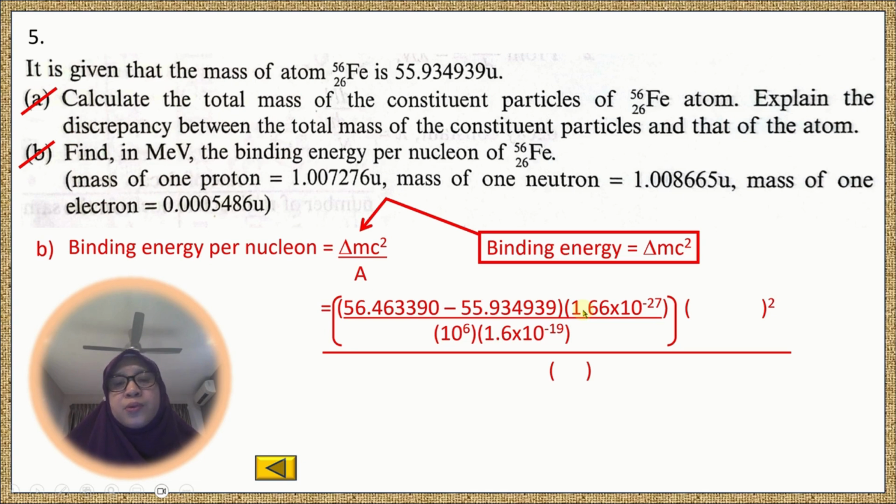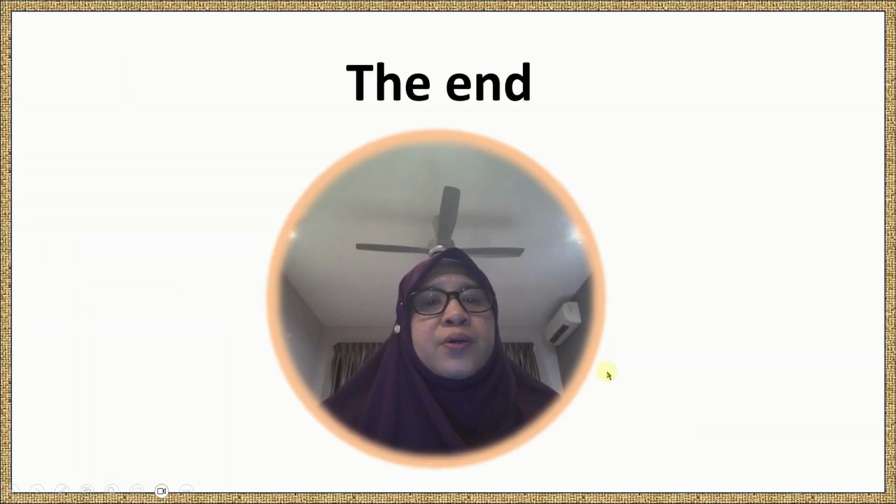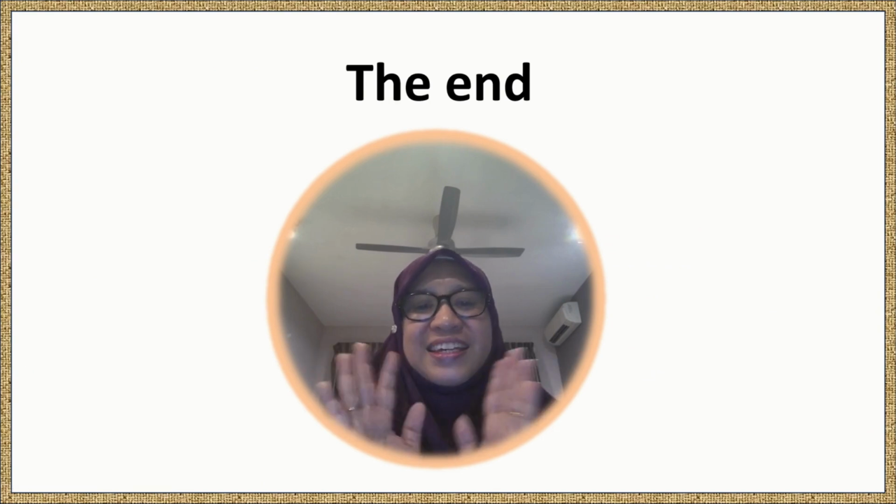Then c is the speed of light. The atomic mass number of nucleons here will be 56. So we get a binding energy per nucleon of 8.81 mega electron volt per nucleon. That's all for tutorial 21, and see you in the next tutorial.